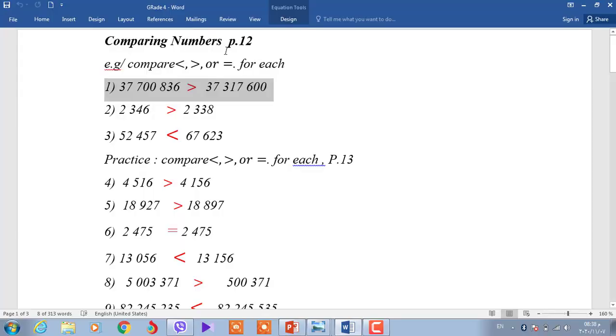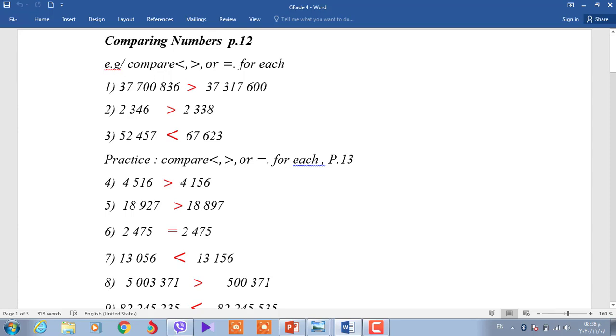Comparing numbers at page 12, dear student. I tell you to compare, write down less than, greater than, or equal for each number. I give you numbers and you need to compare between the numbers, dear student. For example, in number 1 we have 37,700,836 compared with 37,317,600. We need to know about the place value.